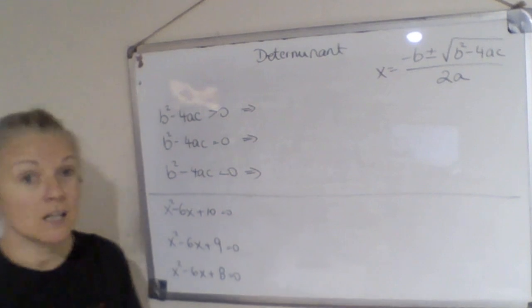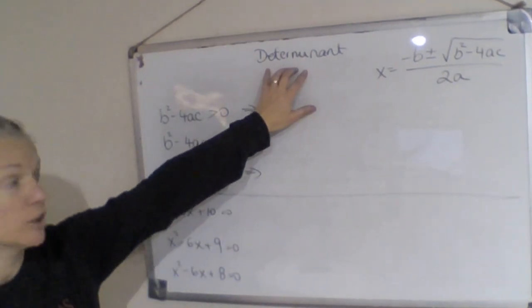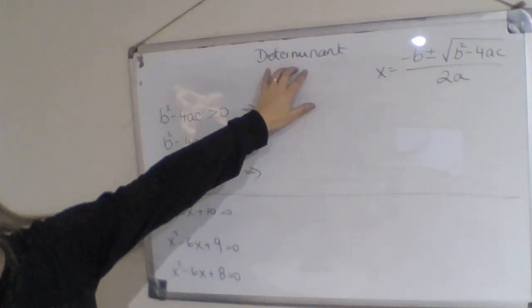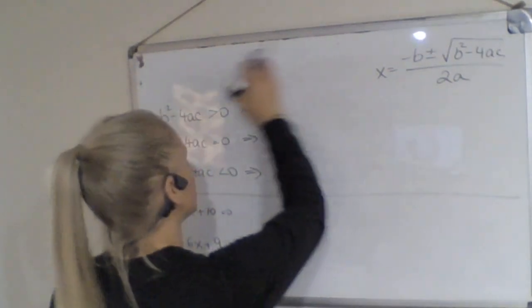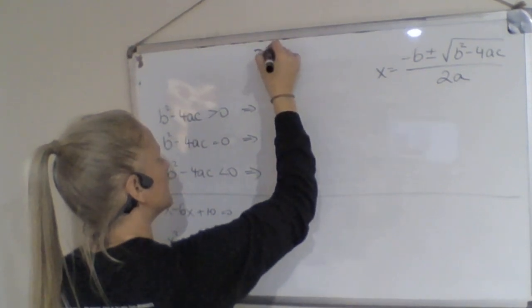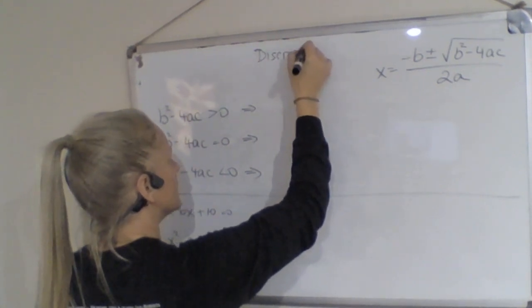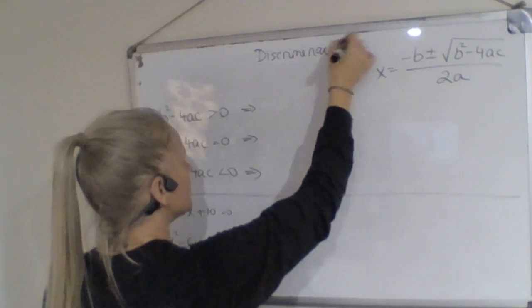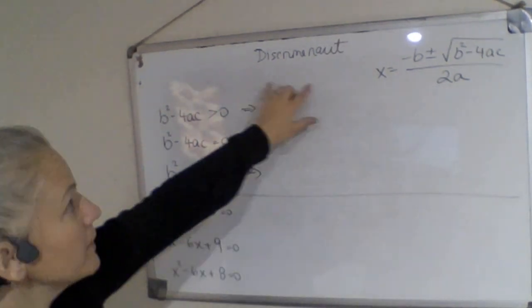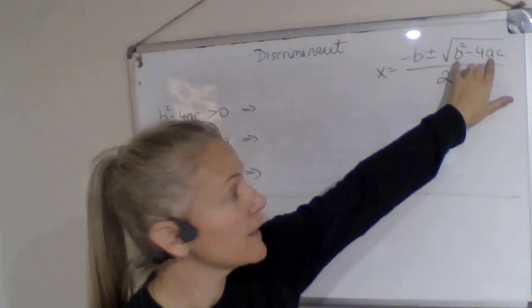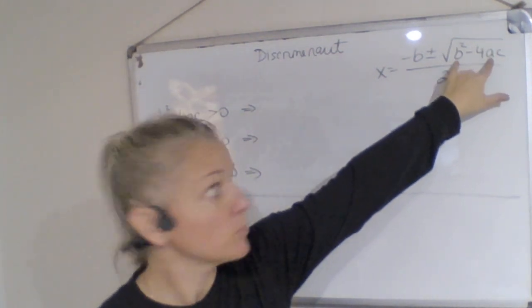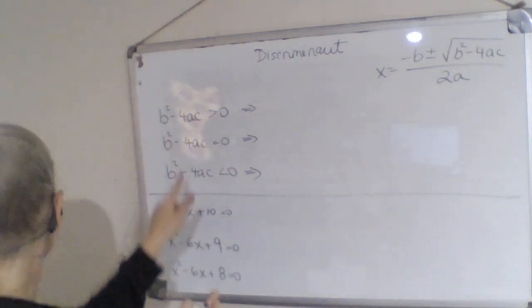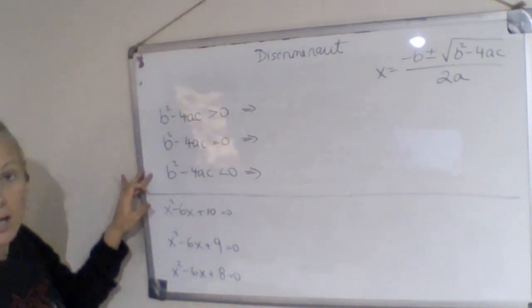Okay, the next concept we're going to talk about is the concept of the discriminant. Not determinant, guys, oh my gosh, it's a discriminant. Determinant is what the matrix is, okay? Discriminant. And that is the b squared minus 4ac, the number that you have under that square root. We're not using the square root, we're just using the b squared minus 4ac, okay? And you have 3 different options.